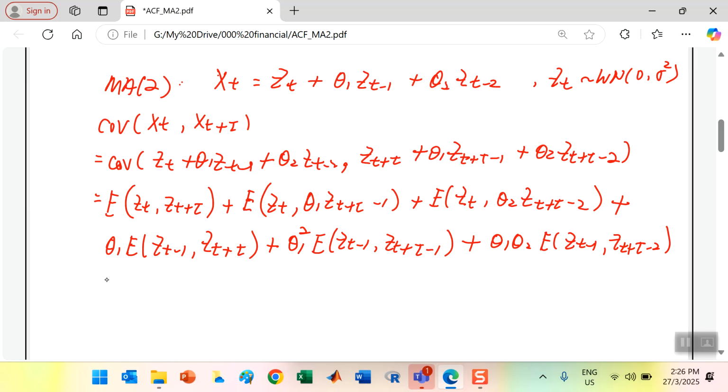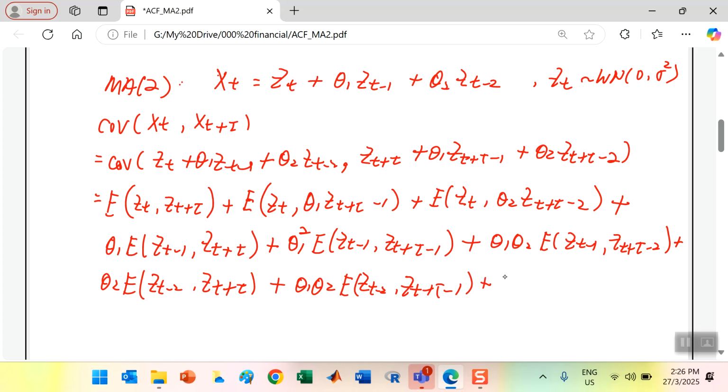Then the last three terms: plus theta 2, Z(t-2) and Z(t+tau). Then you have theta 2 theta 1, E of Z(t-2) and Z(t+tau-1). The last term will be theta 2 squared, E of Z(t-2) and Z(t+tau-2).